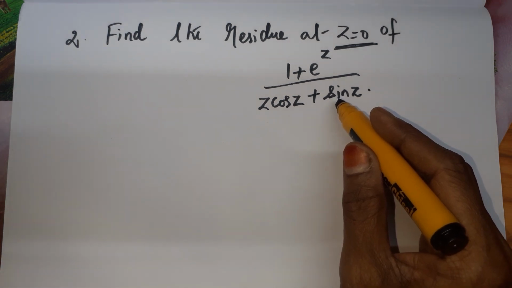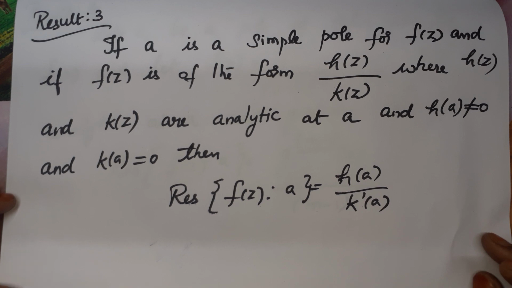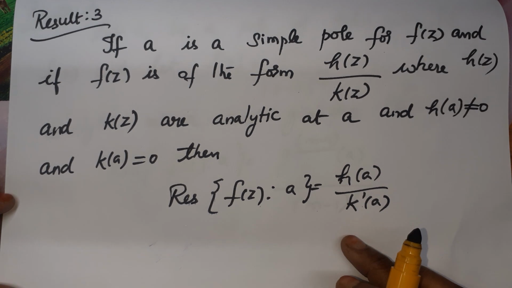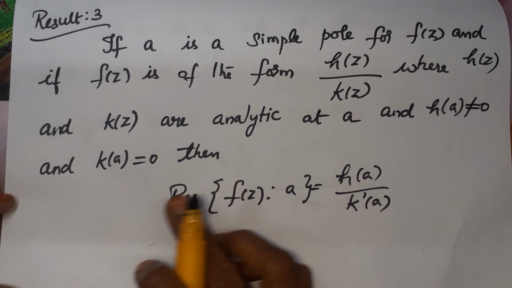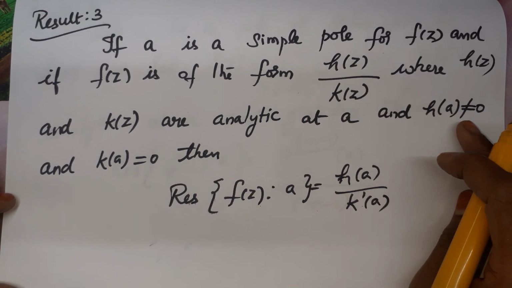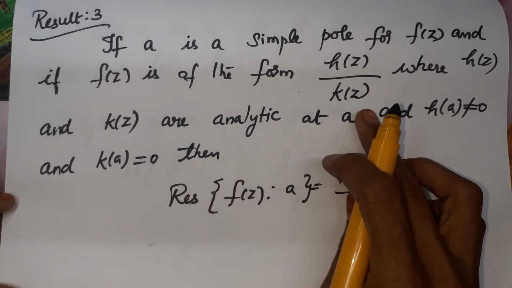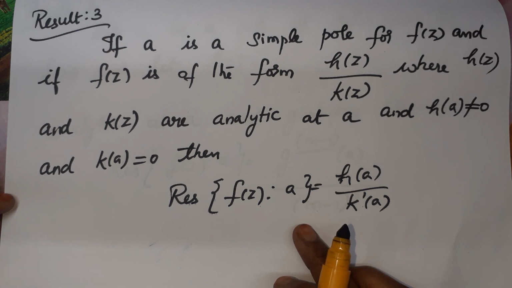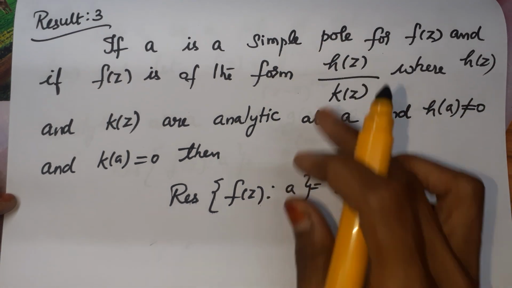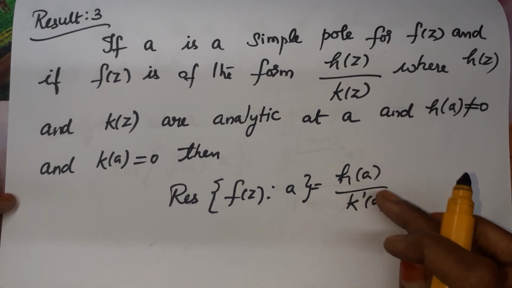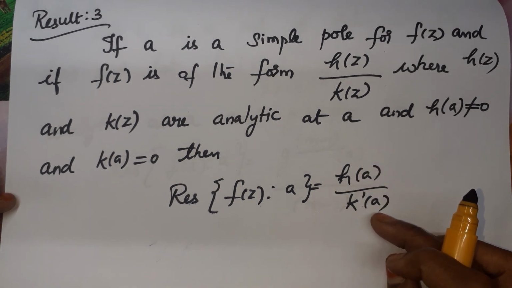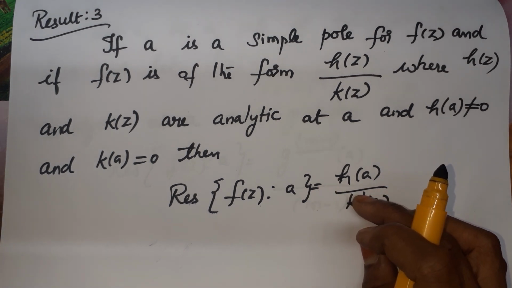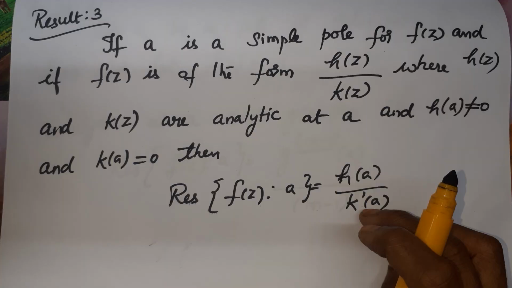Okay. For this problem, we are going to use this result. If you have a term like numerator and denominator, we can use the formula for residue. We have to check first h of a is not equal to 0 and k of a should be equal to 0. If these two conditions are satisfied, then residue of f of z at the pole a is h of a by k dash of a. In my previous video, we used this method for the problem we saw in that video. So we are going to use this one here.